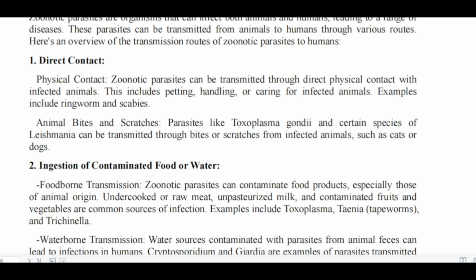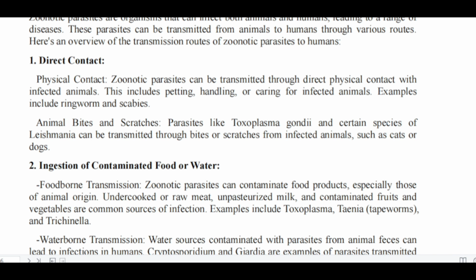This direct contact could be physical contact. Zoonotic parasites can be transmitted through direct physical contact with infected animals. They include petting, handling, or caring for infected animals. And this can include things like scabies, like ringworms, and some allergic reactions.